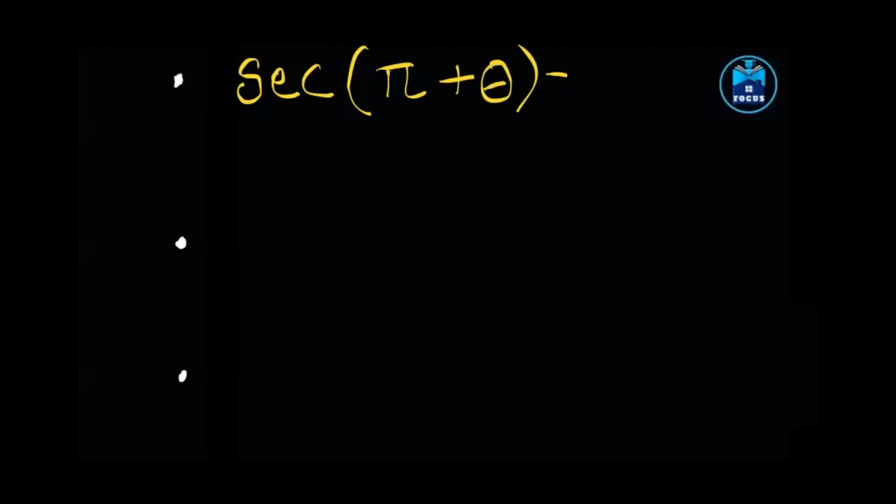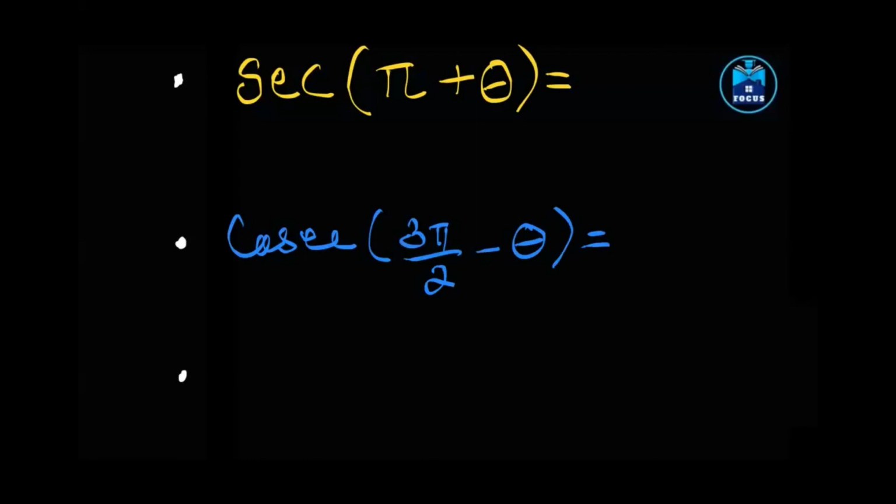Okay, so I'm just going to write over here very difficult questions. Obviously I'm going to take the easy questions, but I'm going to give you difficult ones. So we have sec (pi plus theta), then we have cosec (3 pi by 2 minus theta), then we have cot (pi minus theta). Okay, now you can start telling me the answers.